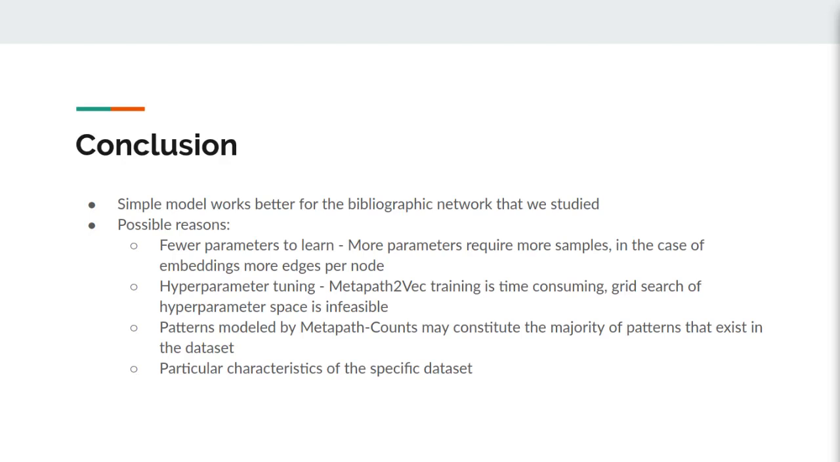A few possible explanations for this observation are the following. First, Metapath Counts has fewer parameters to learn. This means that it can be trained more effectively with the number of edges per node that exist in the network. Second, Metapath to Vec requires a selection of several hyperparameters, like the number and length of random walks, the learning rate, and the number of training iterations. Tuning these hyperparameters is not straightforward and is performed heuristically. Third, it is possible that the patterns modeled by Metapath Counts are sufficient to model most patterns that exist in the network. Finally, the results may also be affected by particular characteristics of the dataset and the sample we selected for the evaluation.